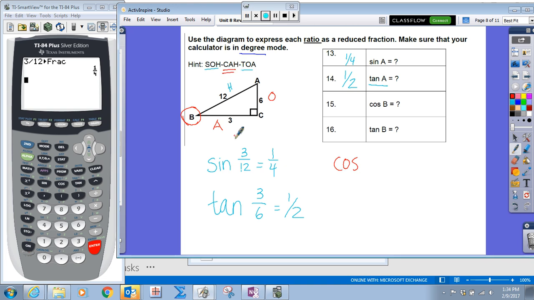and we need to use adjacent, so we would use 3 over hypotenuse, which is 12, and reduce that. Looks like we already reduced it before, so it's 1/4. And then we need the tan of B, so that would be TOA, so opposite over adjacent, so 6 over 3, and reduce. So 6 divided by 3 equals 2.